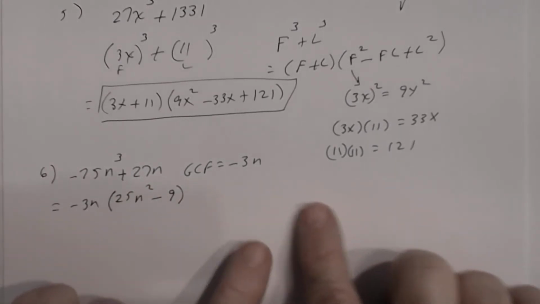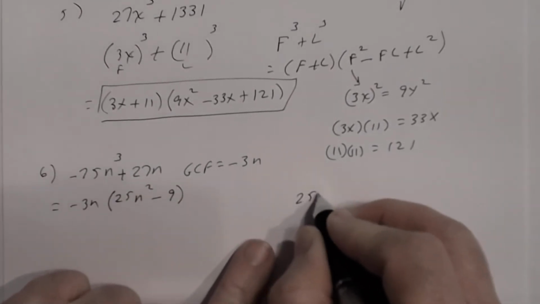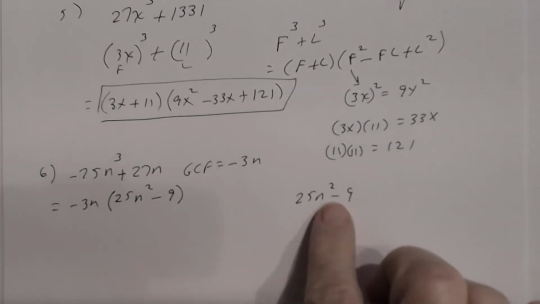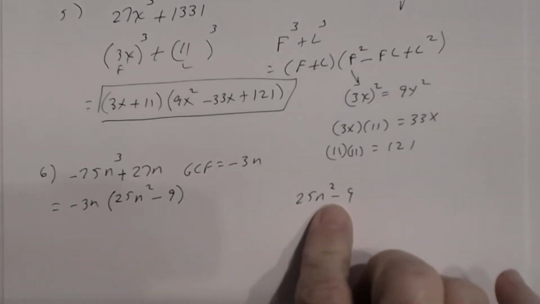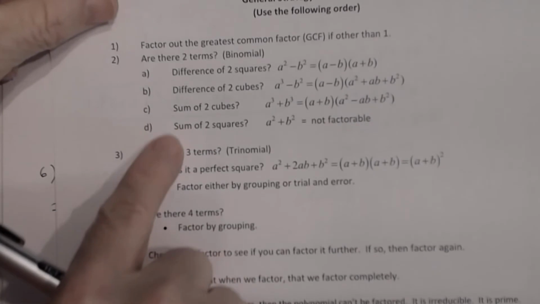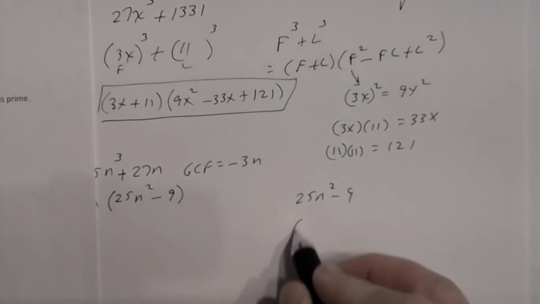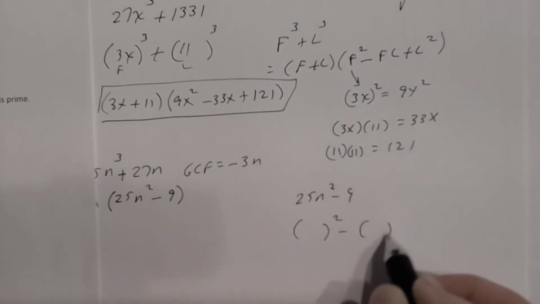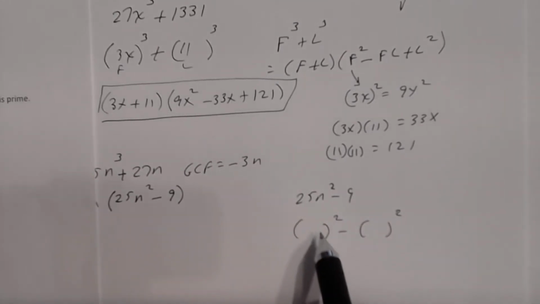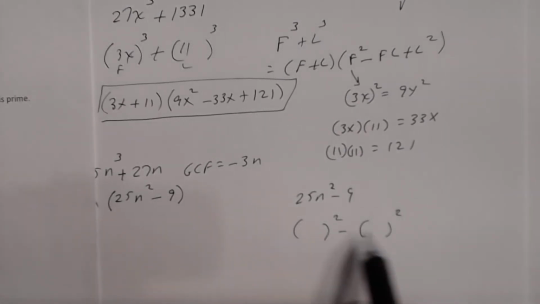So I'm going to go ahead and rewrite it over. If you think about it, how many terms do you have? You have 2 terms. Okay, so is it one of these right here? Here it is. You should be able to recognize this quickly, right? Isn't that the difference of 2 squares? So in other words, if this is the difference of 2 squares, then I should be able to fill these parentheses in.